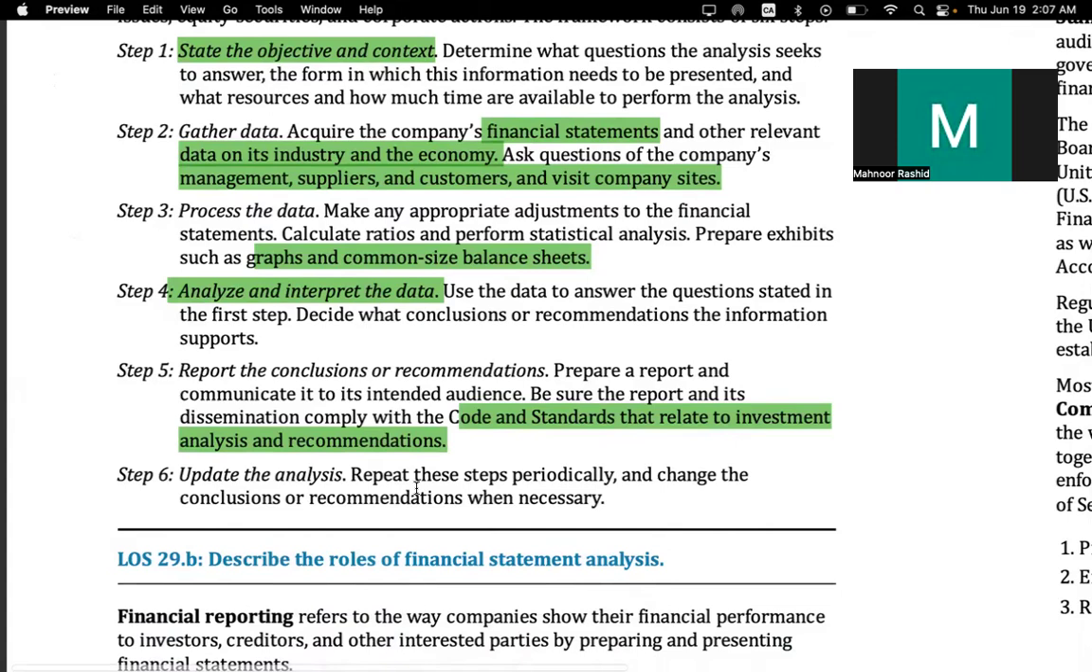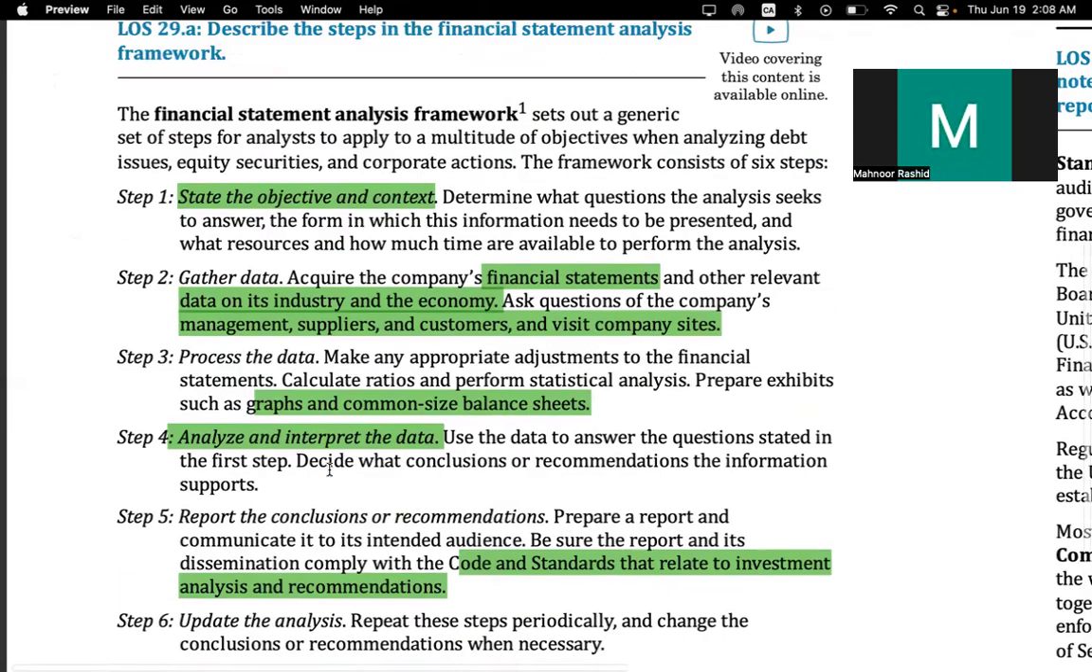Okay. And step number 6 is just we keep on monitoring, right? We keep on updating the analysis. We repeat these steps periodically. We change the conclusions when necessary. So updating the analysis. So those are just the 6 steps, very easy.